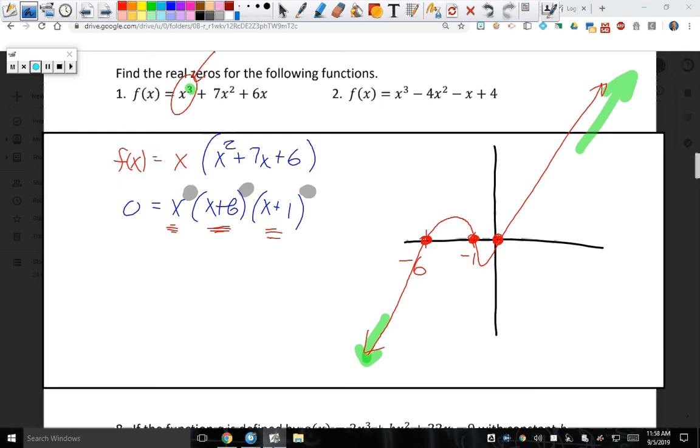You with me? Okay, so find the real zeros. You would say 0, negative 6, negative 1. Any questions right now? I want you to know the graph. Trust me, it's a strength to have when you're looking at some of these questions, especially this weekend. Okay? All right. Do you need a check for extraneous solutions?